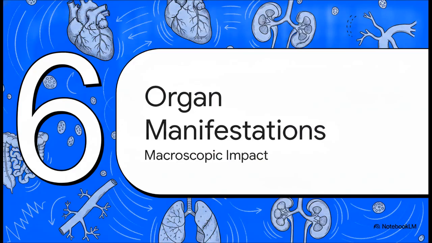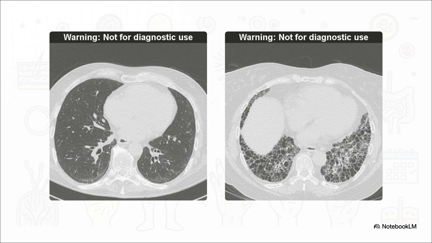Section 6. Major organ manifestations, the macroscopic impact. So as we know, the lungs are a massive target in this disease. If we look at high-resolution CT scans of the lungs, the contrast over time is striking. In early-stage interstitial lung disease, or ILD, you might just see subtle ground glass opacities. It looks kind of hazy, representing early active inflammation.